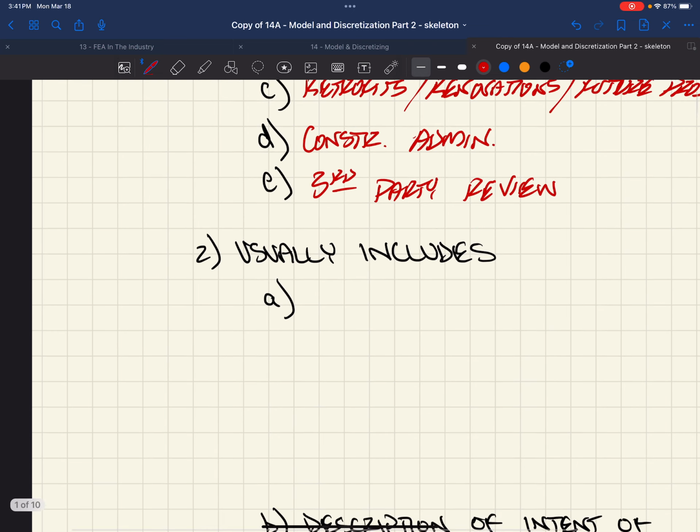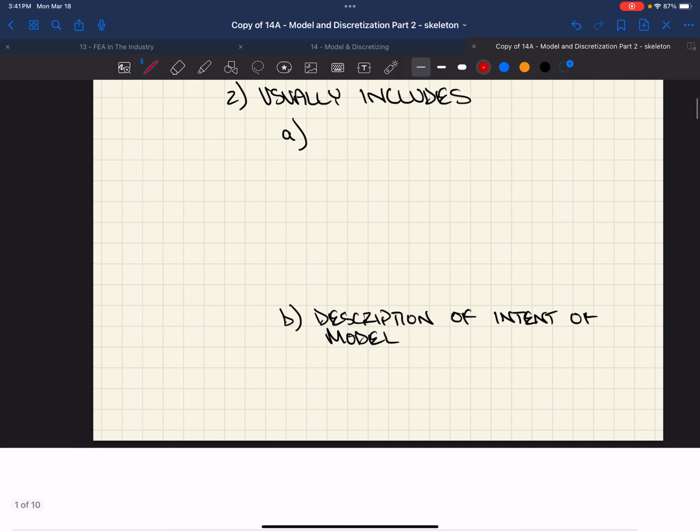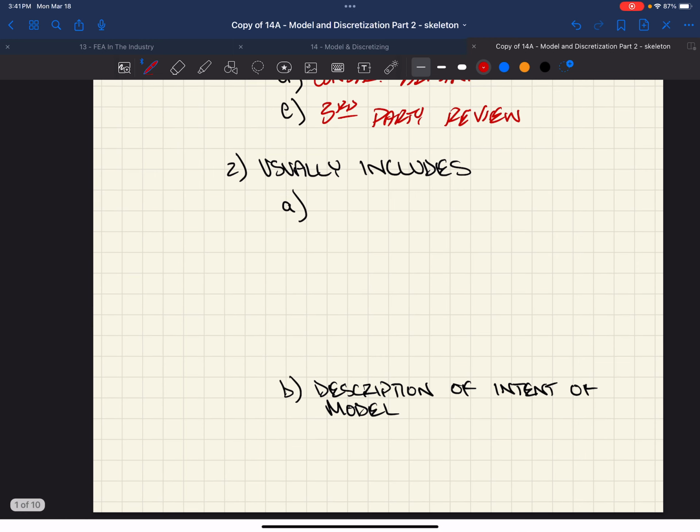So we'll talk on Wednesday more about what's included in this documentation, the description and the intent of the model and things like that, and we'll keep moving forward. Again, if you have any questions, I'll post this on YouTube. I'll send a link out to D2L, and I'll continue that kind of method as we move forward.